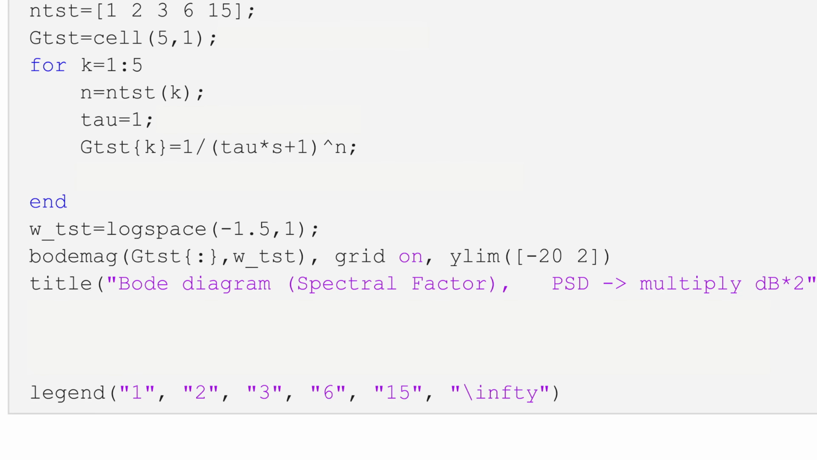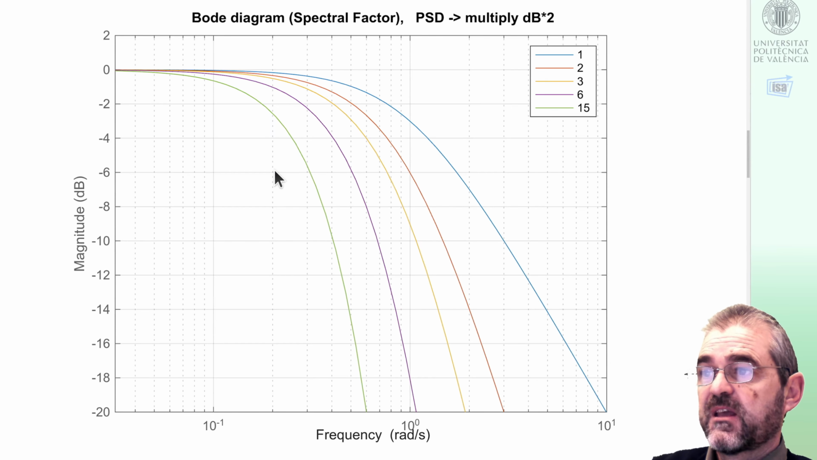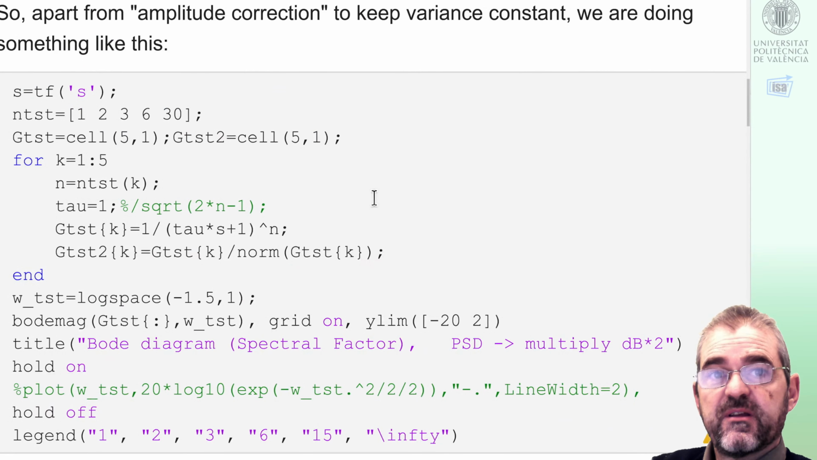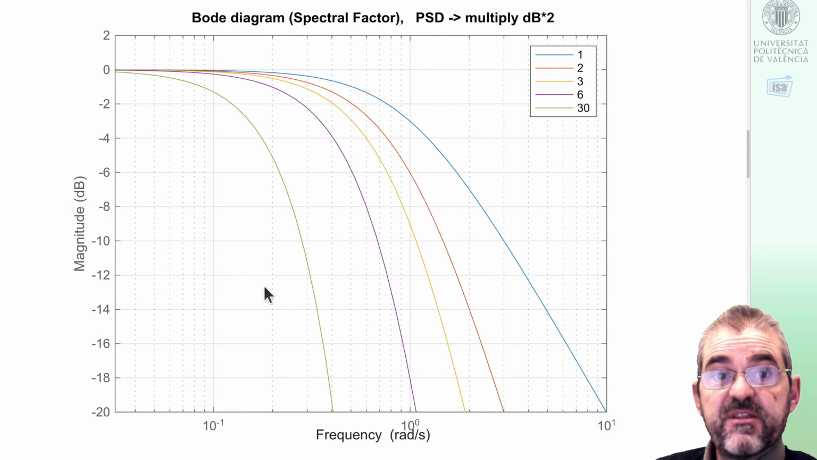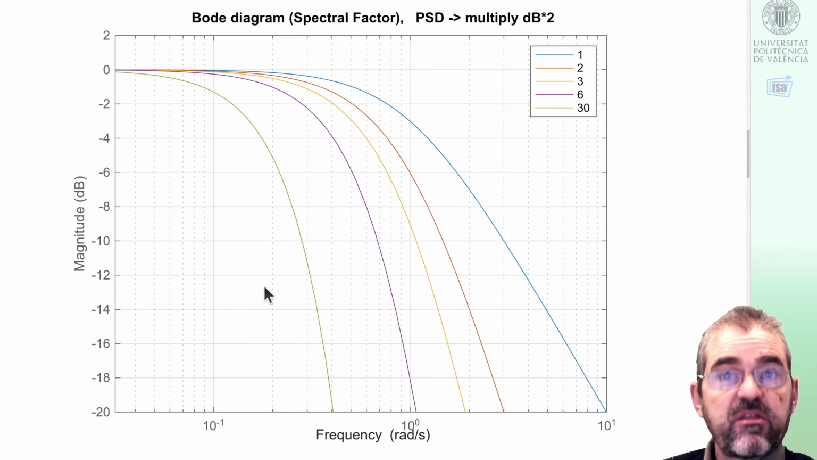So we'll see this code in which I will have 5 different values of filter order, 1, 2, 3, 6, and 15, and I will plot the Bode diagram of this. Then here we have the Bode diagrams, and if we increase the order, let's say I put 30 in the last element, we filter more and more. So if we keep the time constant and amplitude of the filter independent of the order, we filter, and at the end, in a limit case, we would have nothing at the output.